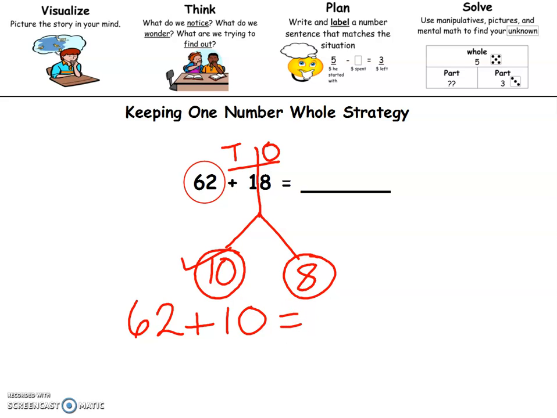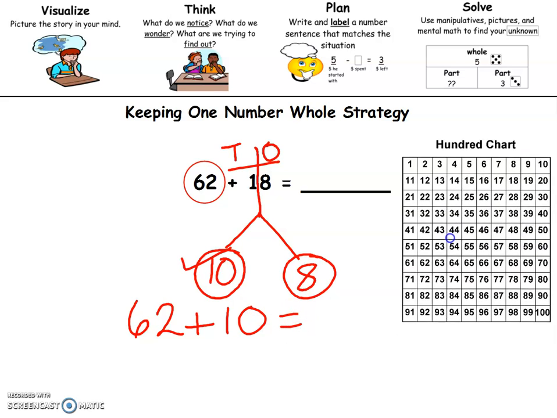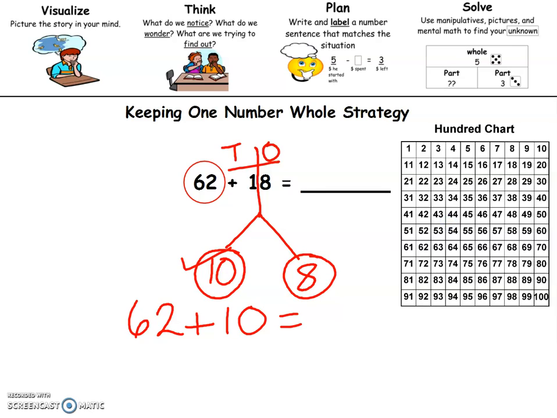Okay, and if you'd like to slide your hundreds chart over, you can take a look at that. You know that you can find 62 right here, and you're going to go down the column and add 10, and you have 72. Okay, so I'm going to keep my blue color. There you go, 72. And then we know that we still haven't added our 8 to that, so then we're going to have our 72 plus 8 equals.